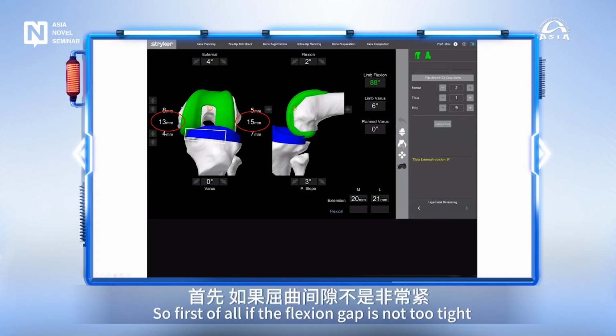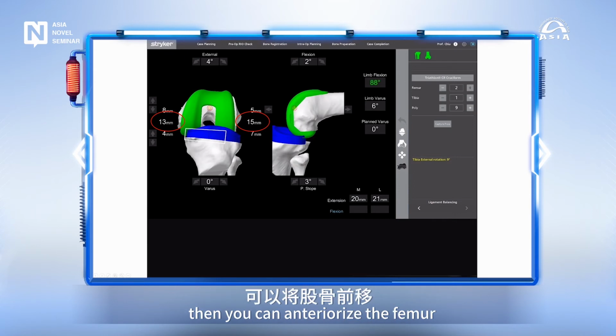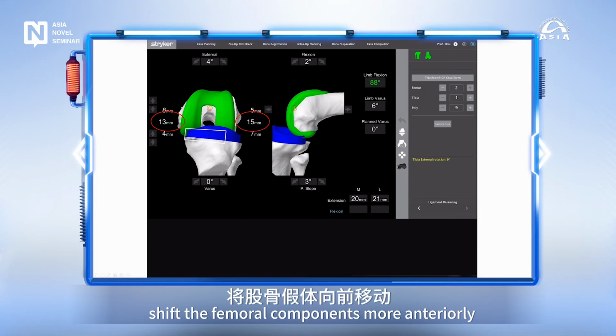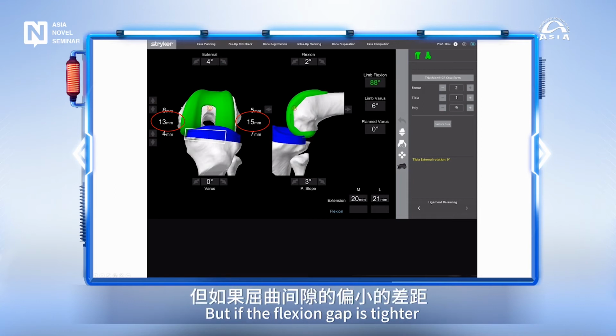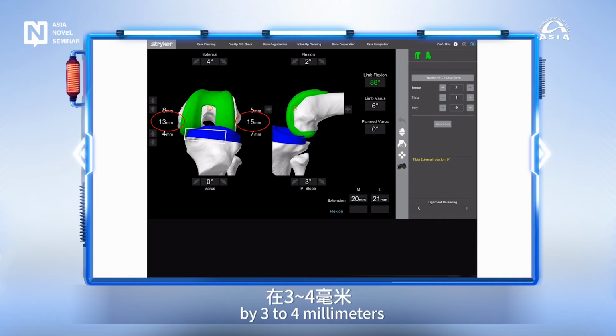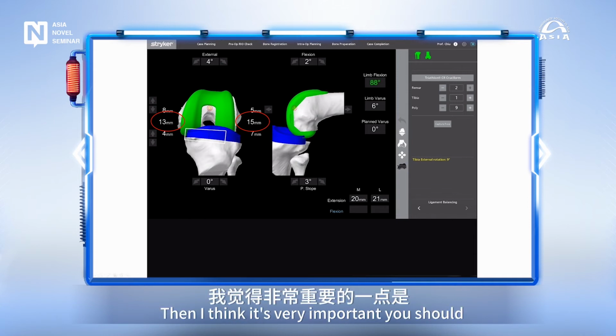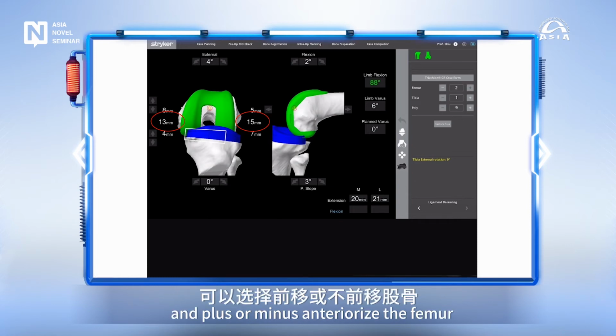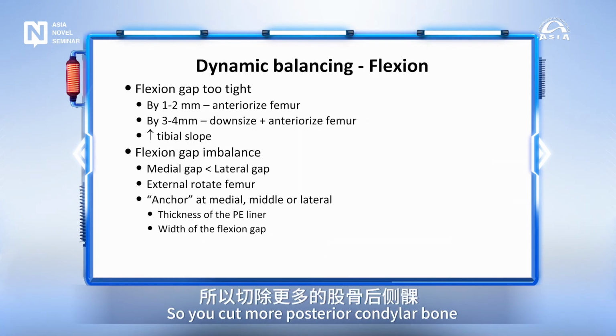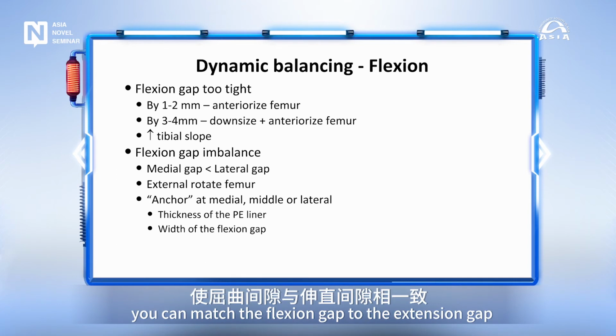First of all, if the flexion gap is not too tight, then you can anteriorize the femur. For example, if the flexion gap is only tighter by about 1 to 2 millimeters, you can anteriorize or shift the femoral component more anteriorly to compensate for that. But if the flexion gap is tighter by 3 to 4 millimeters, then I think it's very important you should downsize the femur and plus minus anteriorize the femur. So you cut more posterior condylar bone and you can match the flexion gap to the extension gap.